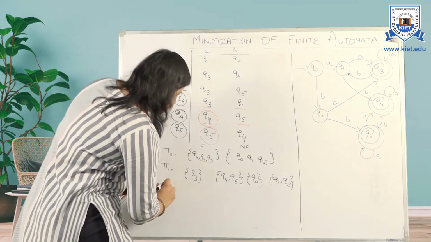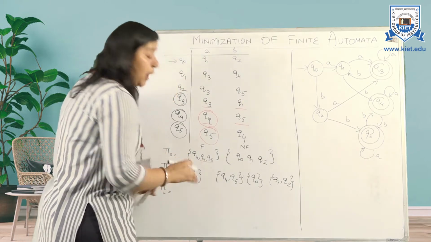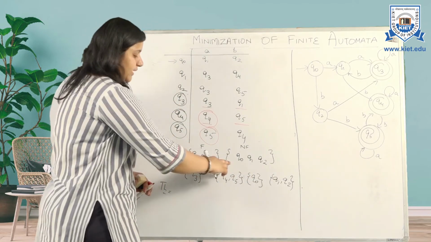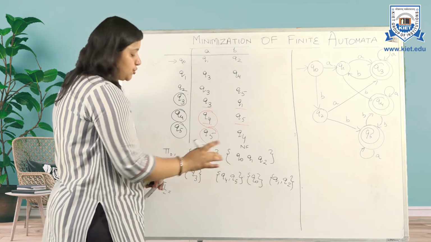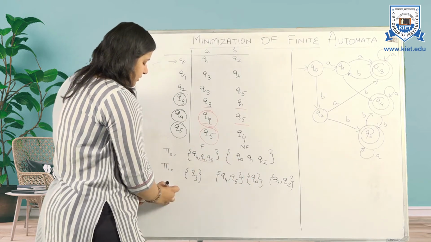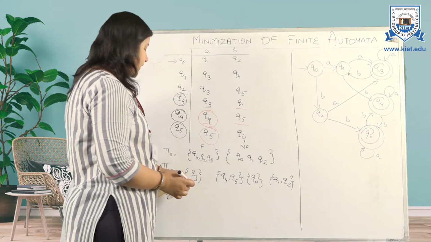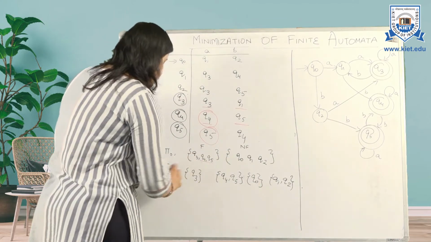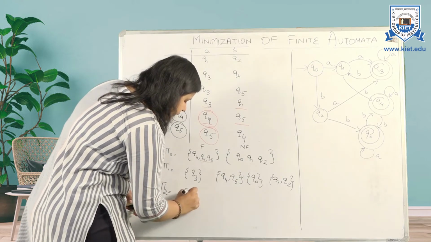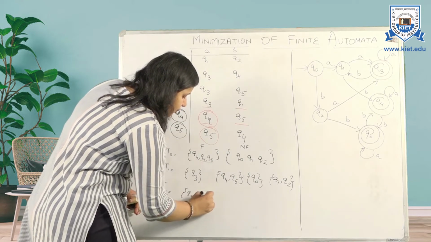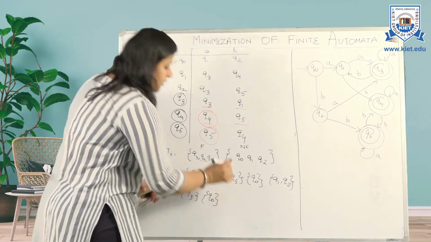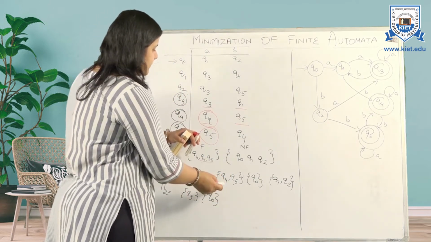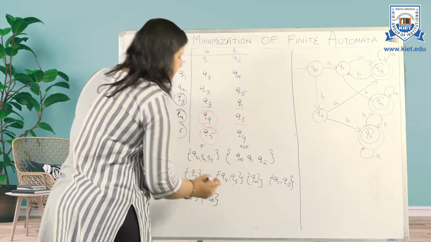Now we will do pi 2. Now our sets are these sets. Previously we had only 2 sets. Now we have 4 sets. So for generation of pi 2, we will consider these 4 sets, not the 2 sets, right? So in pi 2, Q3 is single, Q0 is single. Now Q4 and Q5 will belong to one set.